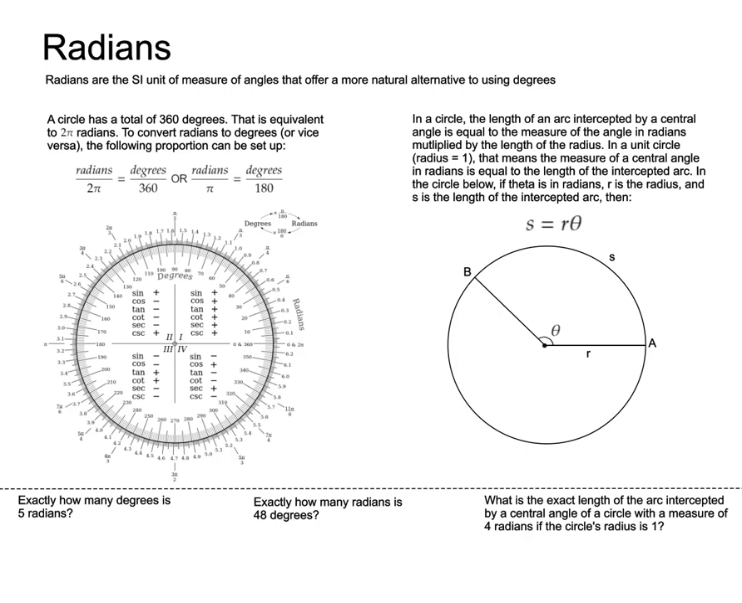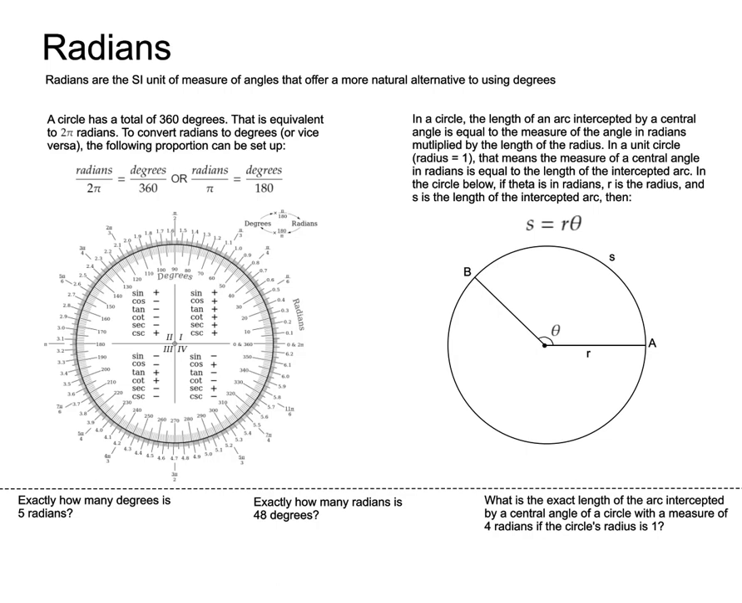By that I mean that degrees are arbitrarily based on a 360 system, whereas radians are actually based on the circle itself. So a circle has a total of 360 degrees. In radians, that is equivalent to 2 pi radians.